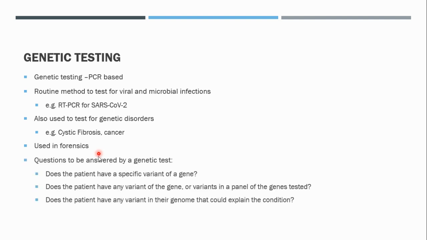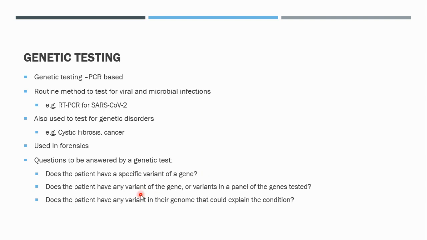When we conduct a genetic test, various questions have to be answered. A genetic test will seek to identify whether a patient has a specific variant of a gene. So in this case, we know what variant we are looking for, and we are trying to identify if the patient has that variant present in their genome or not. And this can be used to identify whether the mutation that is known is a causative factor in the disease that has been presented in the patient.